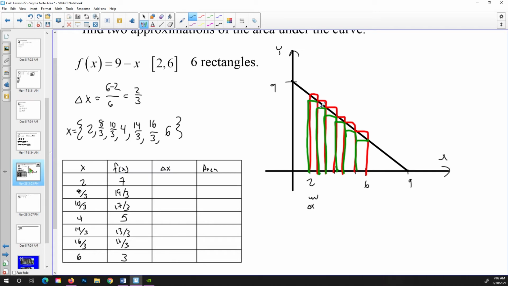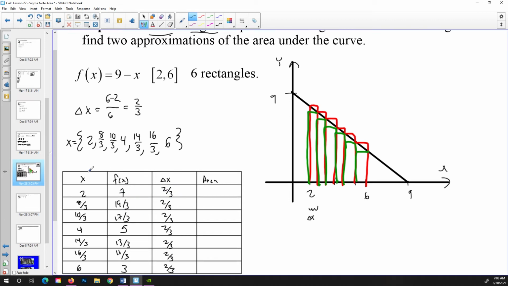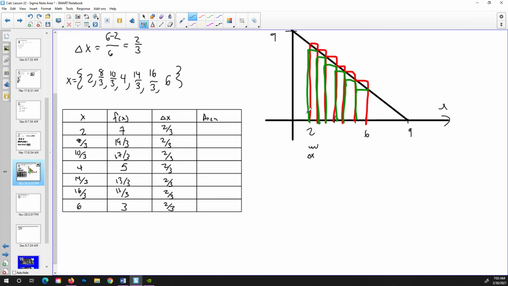Now, if I want to find the area of each of these rectangles, I need to multiply these calculated heights by the change in x. Now, luckily, our change in x is the same for all of them. We've already calculated that. That's going to be 2/3, 2/3, and if we multiply 7 times 2/3, we will find the area of this first red rectangle. It has a height of 7 and a width of 2/3. If we do that multiplication, I'm going to get 42 ninths.